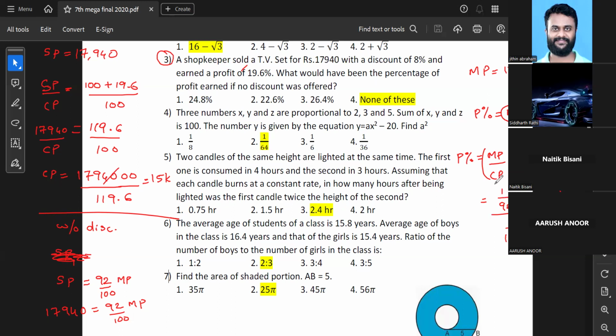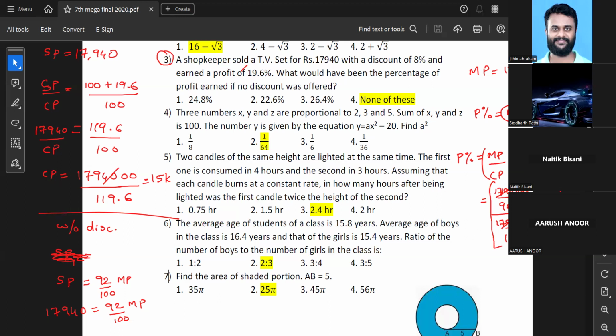How do you get 1 upon 92? Because I wrote 1794000 over here also, and I wrote 1794000 over here also. Then in the numerator and denominator, they cancelled with each other and then I got 1.